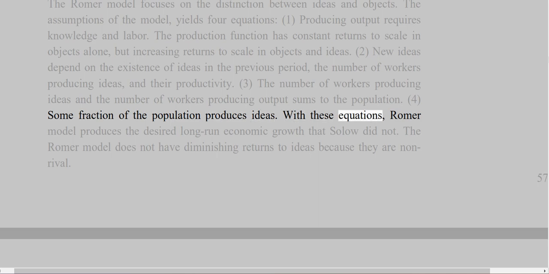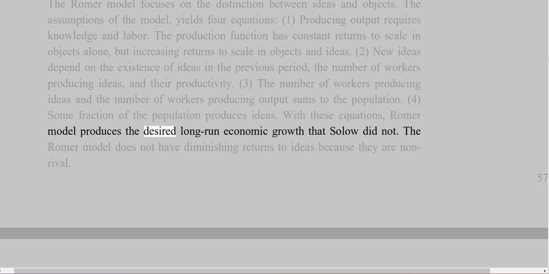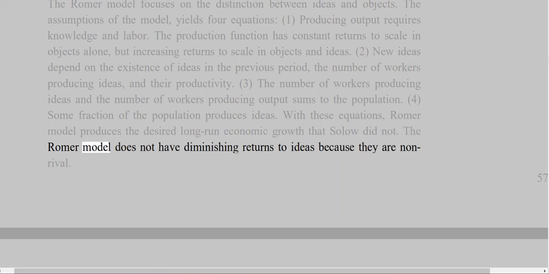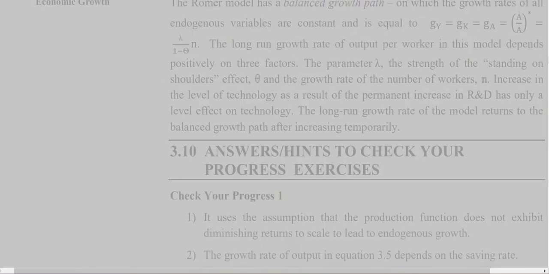With these equations, the Romer model produces the desired long-run economic growth that Solow did not. The Romer model does not have diminishing returns to ideas because they are non-rival. The Romer model has a balanced growth path on which the growth rates of all endogenous variables are constant and equal to g.